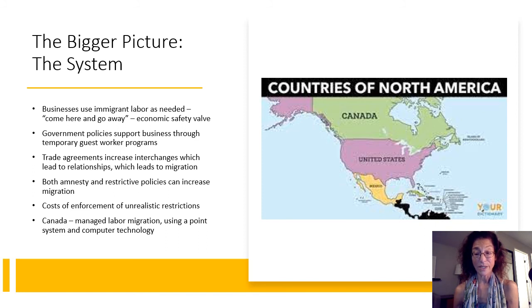They use a point system. They use computer technology to estimate their economic needs for migrants. And they have roughly the same percentage of farm workers for their size as the US does, but virtually all of them have legal status because of this system, because the system analyzes their needs for farm labor and then provides visas accordingly. Some of them are guest workers and some of them are permanent workers.